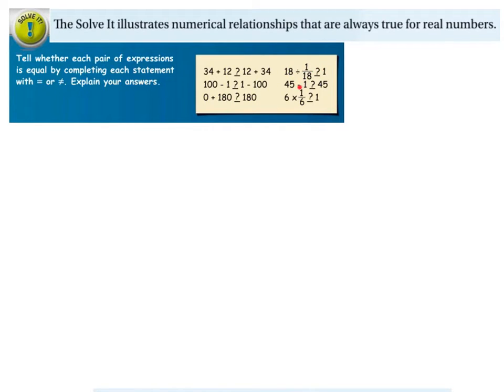Is 45 minus 1 equal to 45? Nope, you can't take away 1 from it and it stays the same. And is 6 times 1/6 equal to 1? Yeah, if you take 6 and then you take a sixth of that 6, you're going to get 1. Okay, those are some properties of real numbers that we will illustrate in a bit.